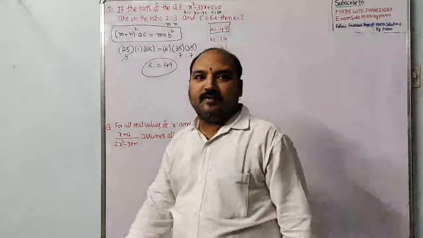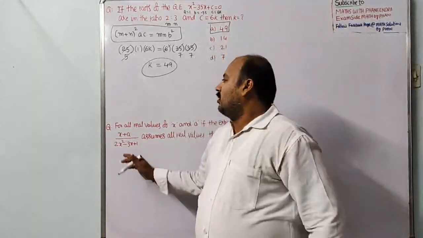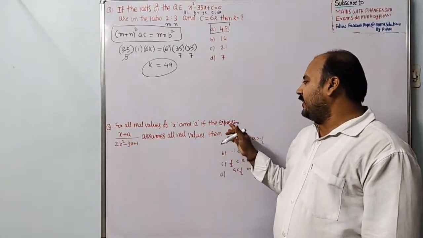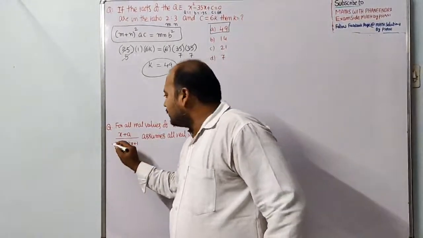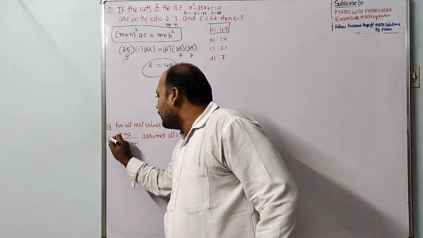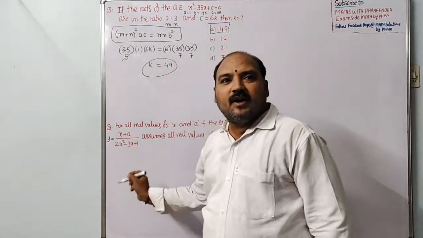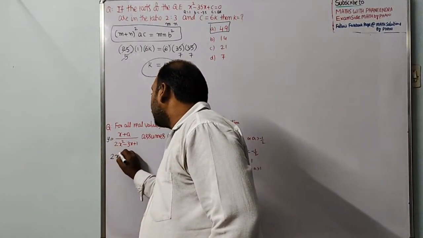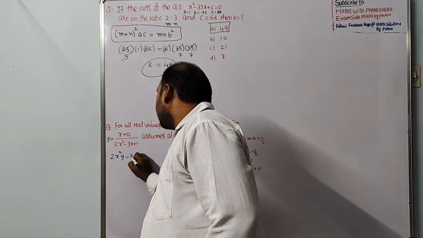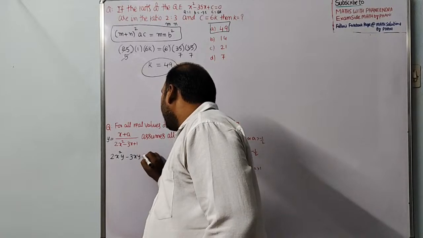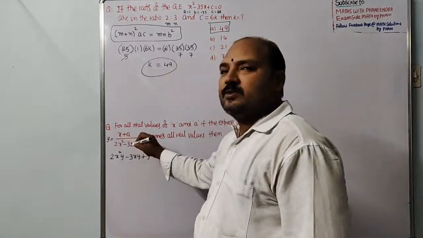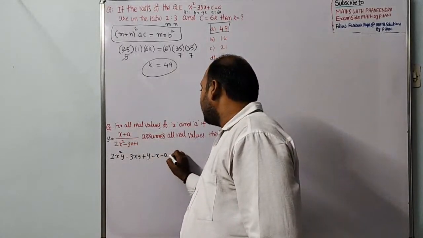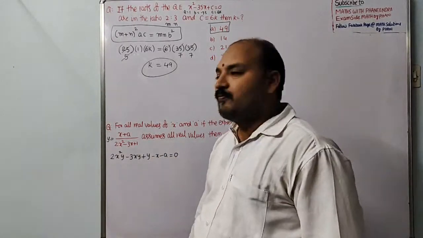Sorry for the inconvenience. For all real values of x and a in the expression. So first you have to equate the given expression as y and then cross multiply. You will get 2x square y minus 3xy plus y is equal to x plus a. Now that x plus a also bring to that side: minus x minus a equal to 0.